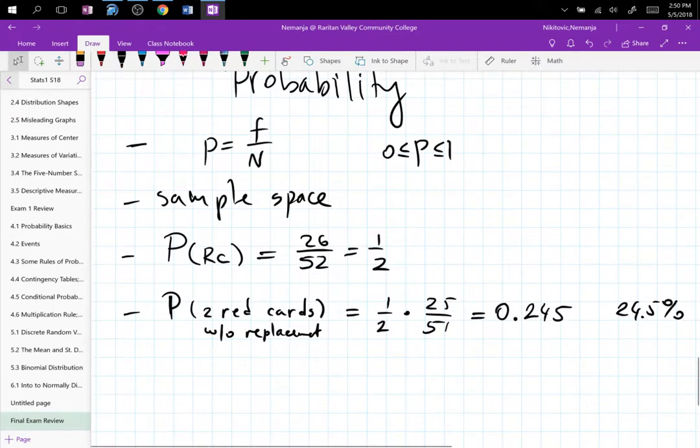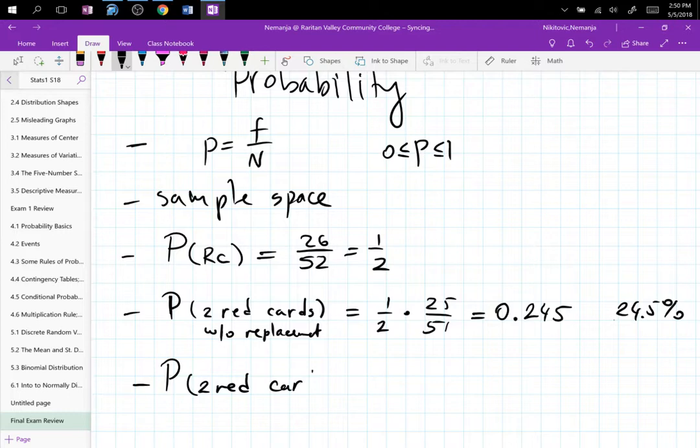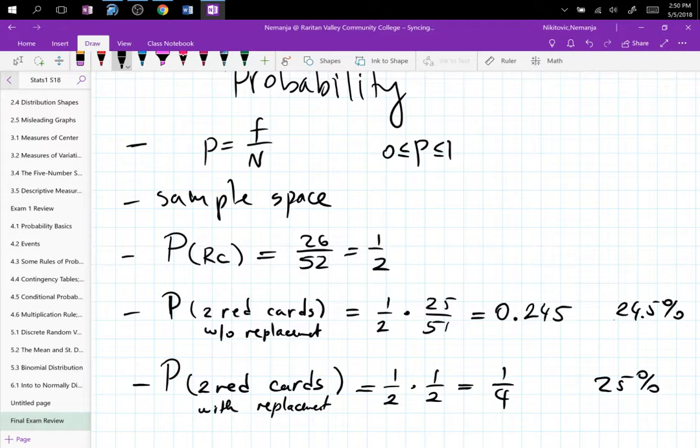without replacement. Now with replacement, which means put it back, pick 2 red cards, are you expecting a bigger or smaller number than 24%? Why higher? Because you put the card back, exactly. So to pick the first one is a half, and then to pick again it's a half, so it's a quarter. So it's 25%. So it's a 0.5% higher probability with replacement.